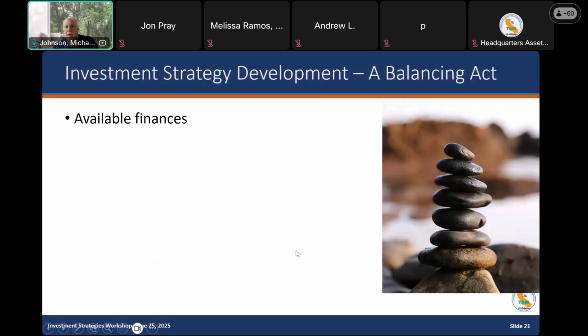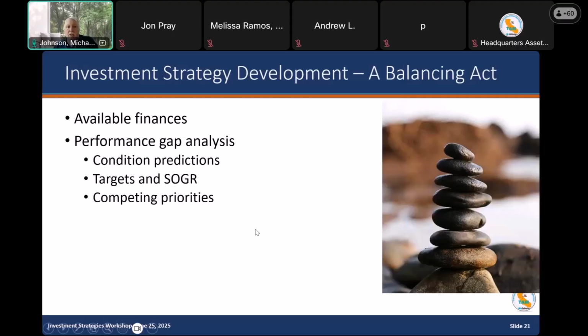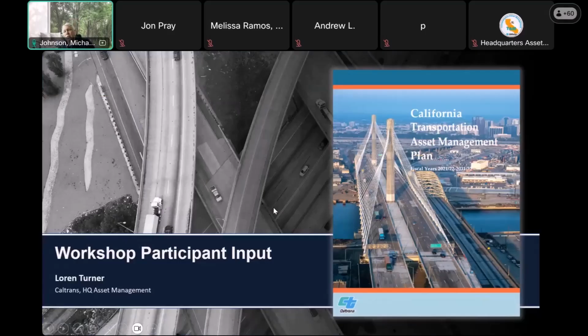So finally, this all comes down to a balancing act. What are available finances? What are condition predictions? What are our targets in state of good repair? What other competing priorities do we have? What is our preferred life cycle planning strategy? And what are we going to do with risk mitigation? Are we investing in it? Are we not investing in it? And if we are, to what degree are we investing in it? And then taking all of those things together, that forms our investment plan.